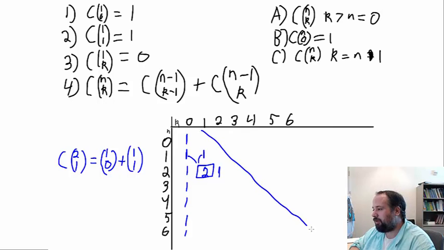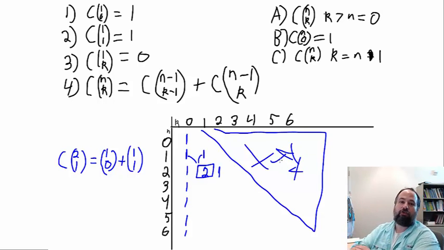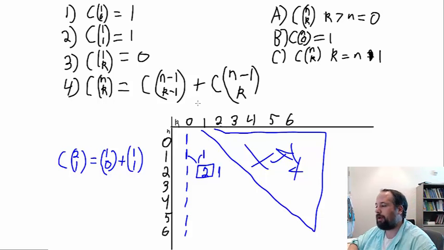And essentially all of this is going to be 0. Because remember, we can't choose more items than are in the set. That's always 0. So we can ignore that. Let's do one more. Let's do it truly recursively. Let's do this one right here.